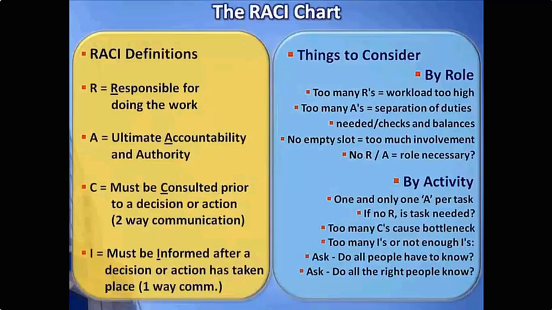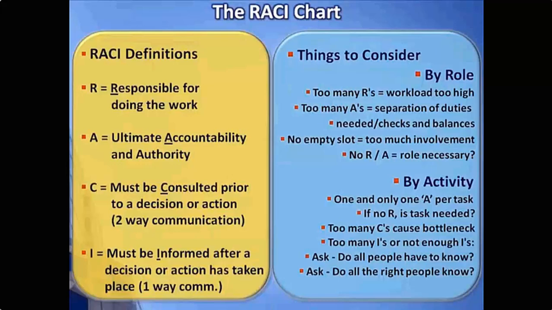Here's an example of something called a RACI chart. RACI typically stands for responsible, accountable, consulted, and informed. This is a technique that's been around for decades, but it's a good way to look at your organization by mapping your roles and responsibilities into a chart, which we'll show in just a little bit, really to identify missing, inadequate, or duplicate roles and responsibilities within the organization.